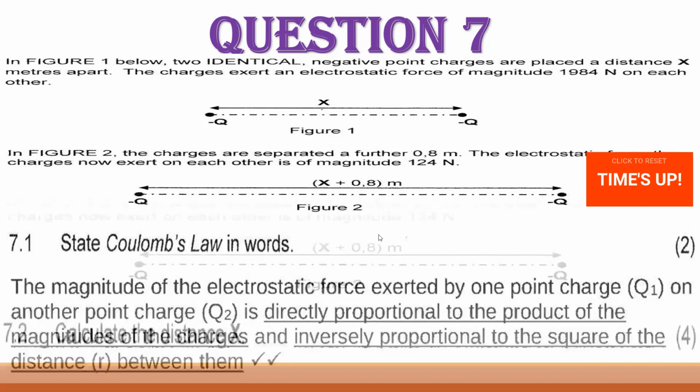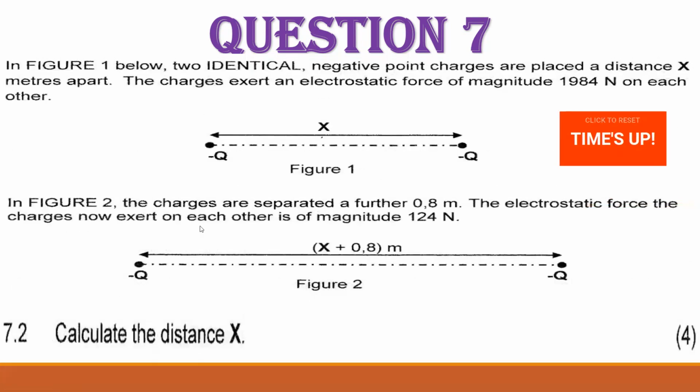All right, now let's see what they are asking. So now they said, you have two objects, negative Q and negative Q, with distance x. And then the electrostatic force between these two is 1,984 newtons. If you take them away from each other, to x plus 0.8 meters, now the force is 124 newtons. And then they are asking you to calculate the initial distance x, how many meters? Okay, you have 30 seconds now. I will keep quiet. You are going to try. Good luck.